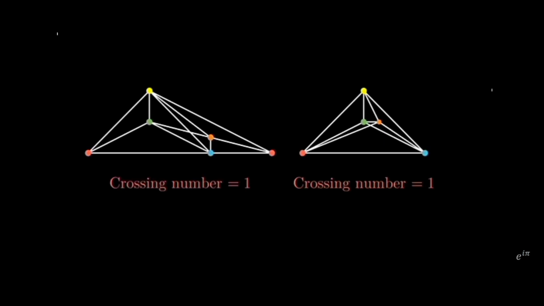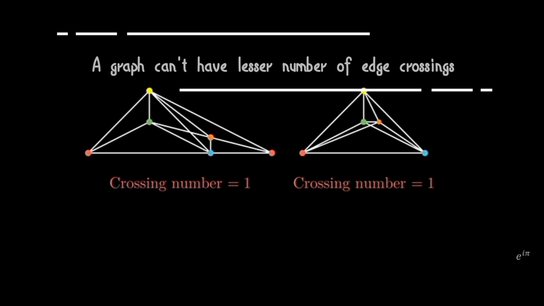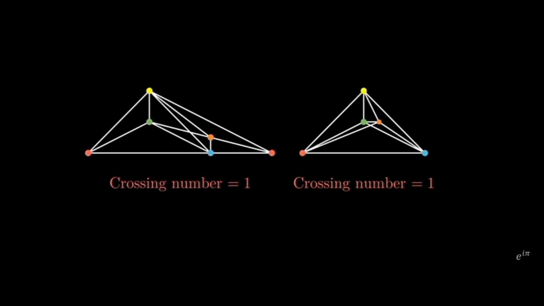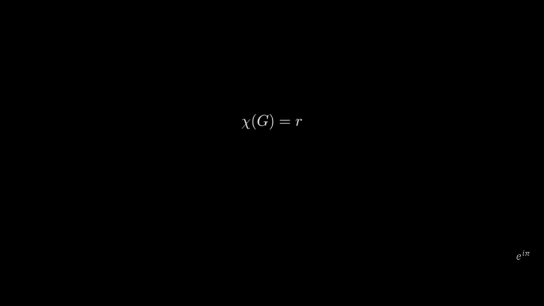In the language of a complete graph with 5 vertices. Now why is 5 important? Because this is the chromatic number of this graph. In general, if we have a graph with chromatic number r, then its crossing number is always greater than or equal to the crossing number of the complete graph with r vertices.